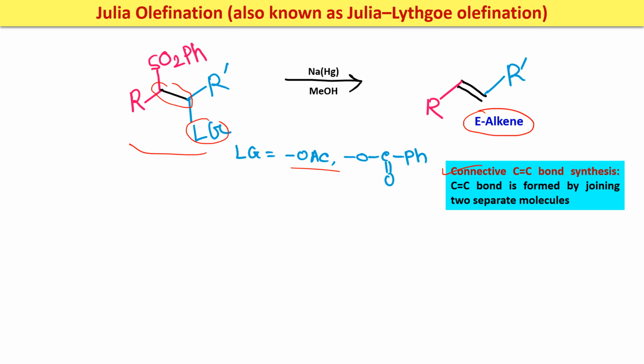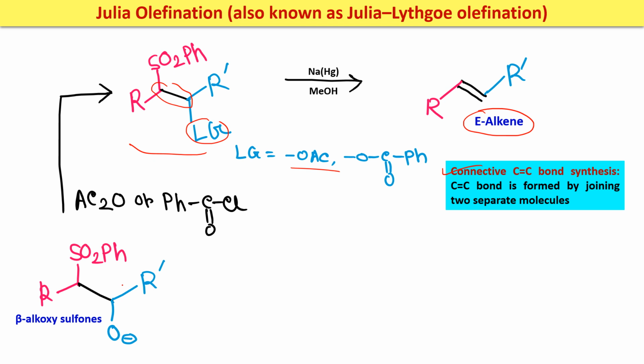So let's see how we can make this molecule from which the elimination is actually occurring. So here we can see still two separate molecules you cannot see, because step by step I am going backward. So this LG, the previous version is O minus. That means the O minus, which is a beta alkoxy sulfone, because if you consider the alpha position with respect to the sulfone group, then this is the beta position. So beta alkoxy, and this alkoxy in presence of Ac2O, acetic anhydride, or benzoyl chloride, PhCOCl, will be converted to this LG, which is OAc or OCOPh.